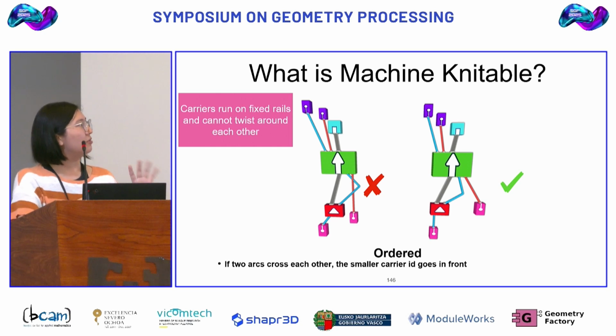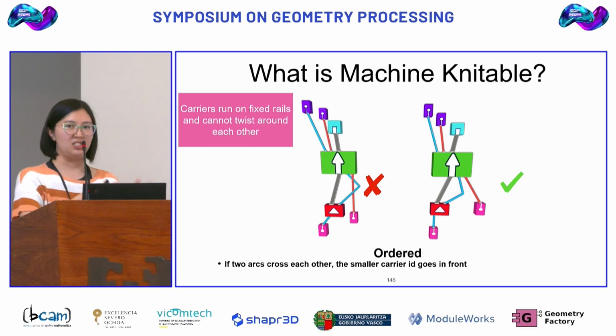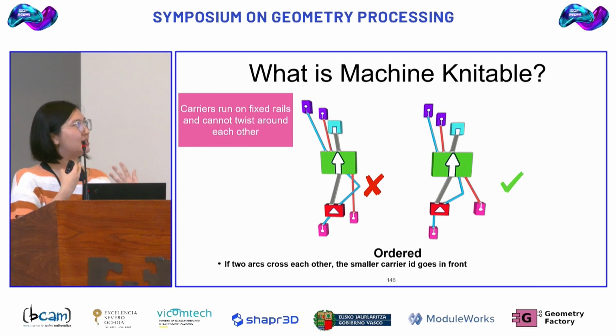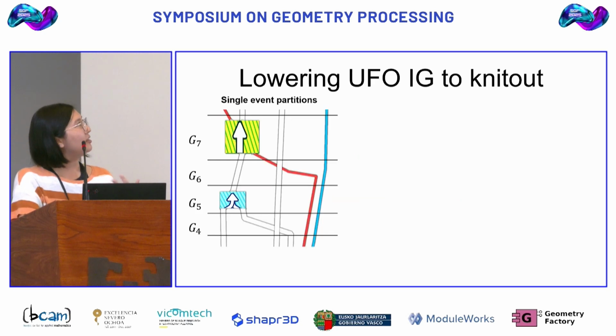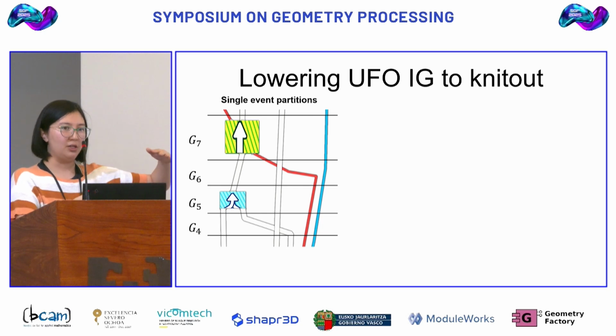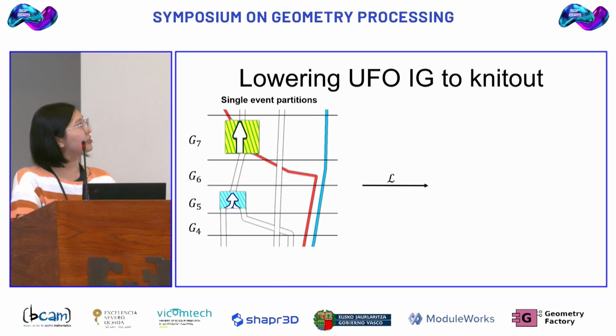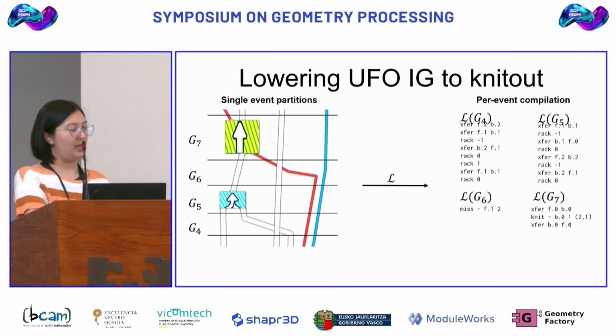Essentially the way this comes out as a graph property is that if two arcs cross each other, their crossing order has to be consistent with their carrier ID. Again, these are a set of graph embedding properties that are relatively trivial to check for. The idea then is that once we have a UFO instruction graph, we can partition it into what we call single event partial graphs, and then we have a compilation algorithm for lowering each of these partial graphs to a small program.